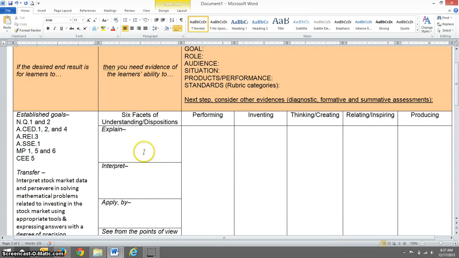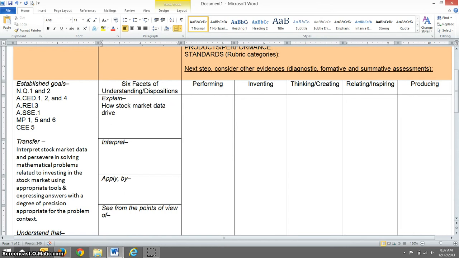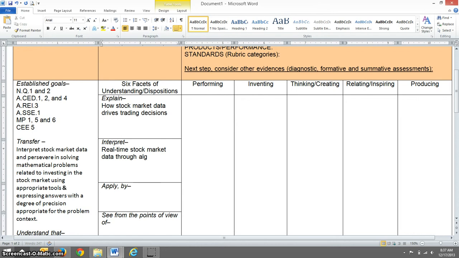So now we're going to move on to the 6 facets of understanding. How will you know that your students actually understood the module? So for explain, I want them to explain how stock market data will drive the way they're going to buy and sell, or will drive trading decisions. Okay? I want them to be able to interpret real-time stock market data through algebra or algebraic concepts.